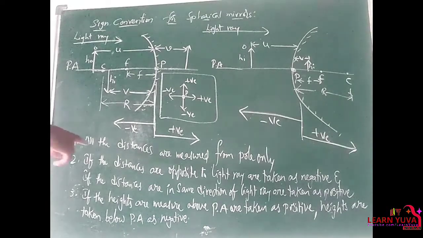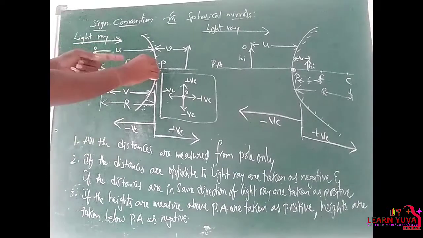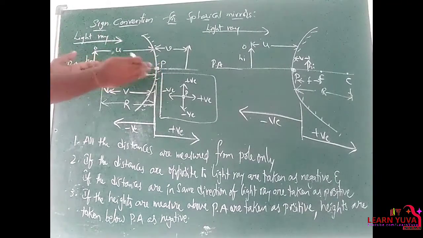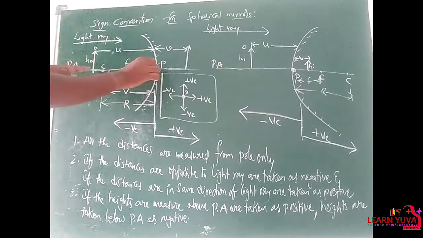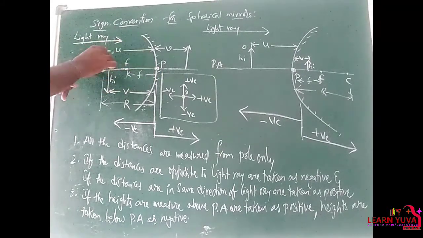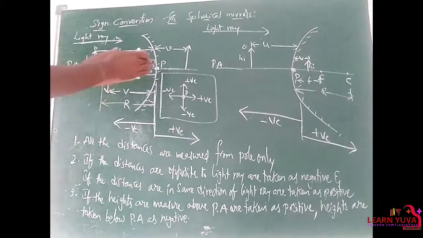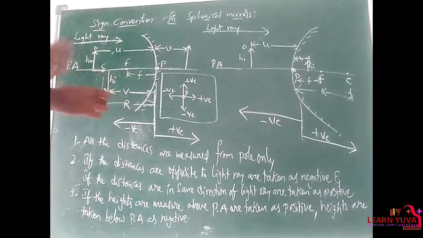First rule, all the distances are measured from the pole only. If you want to measure the u from pole only, u is nothing but object distance. So is it left hand side or right hand side? It is obviously left hand side. Clear? So from P to O, it is the object distance. And considering rule 2, if the distance is opposite to the direction of light ray, and we are measuring that the object distance is opposite to the light ray, so we are taking u as negative.